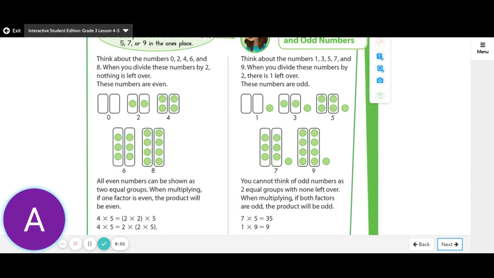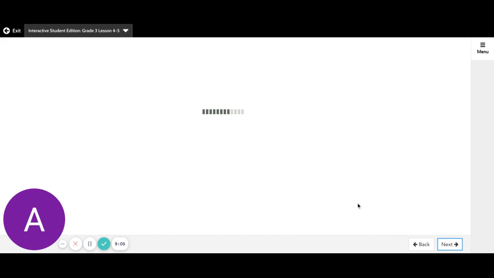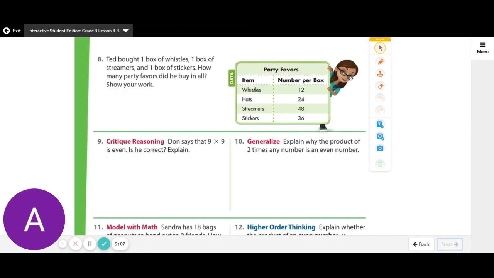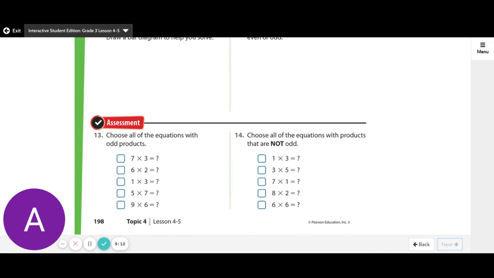Your job for today will be to complete pages 197 and 198. And then you can send me a picture.